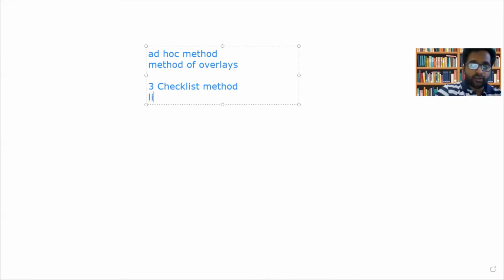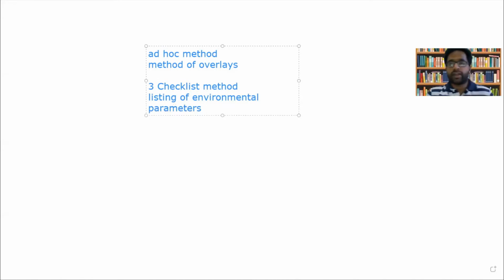So in checklist method, what is happening? Listing of environmental parameters is happening. Now, there are different ways in which these environmental parameters can be listed. Or there are different categories of listing these environmental parameters. So what are the different categories? First category, you can write it as a simple checklist method.